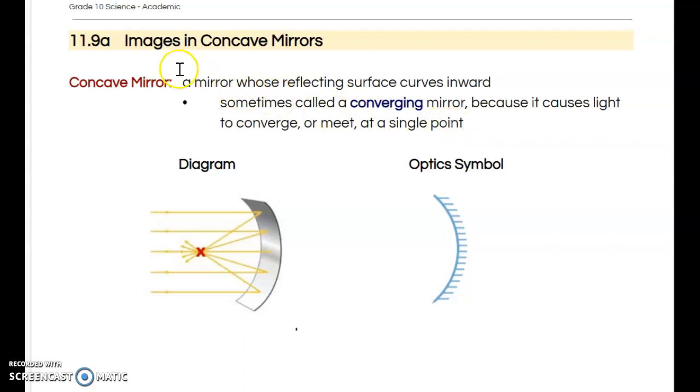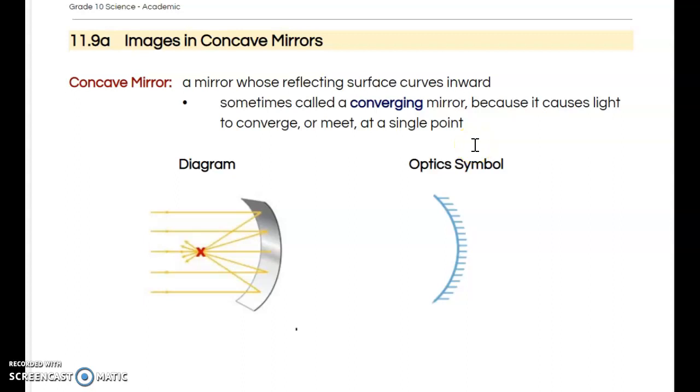All right, so today we're going to be looking at images in concave mirrors. The first thing we're going to look at is concave and then convex, but we're going to focus right now on concave. A concave mirror is really just a mirror whose reflecting surface curves inwards. It forms kind of a C. So say if you were standing right here, the mirror face would be right here.